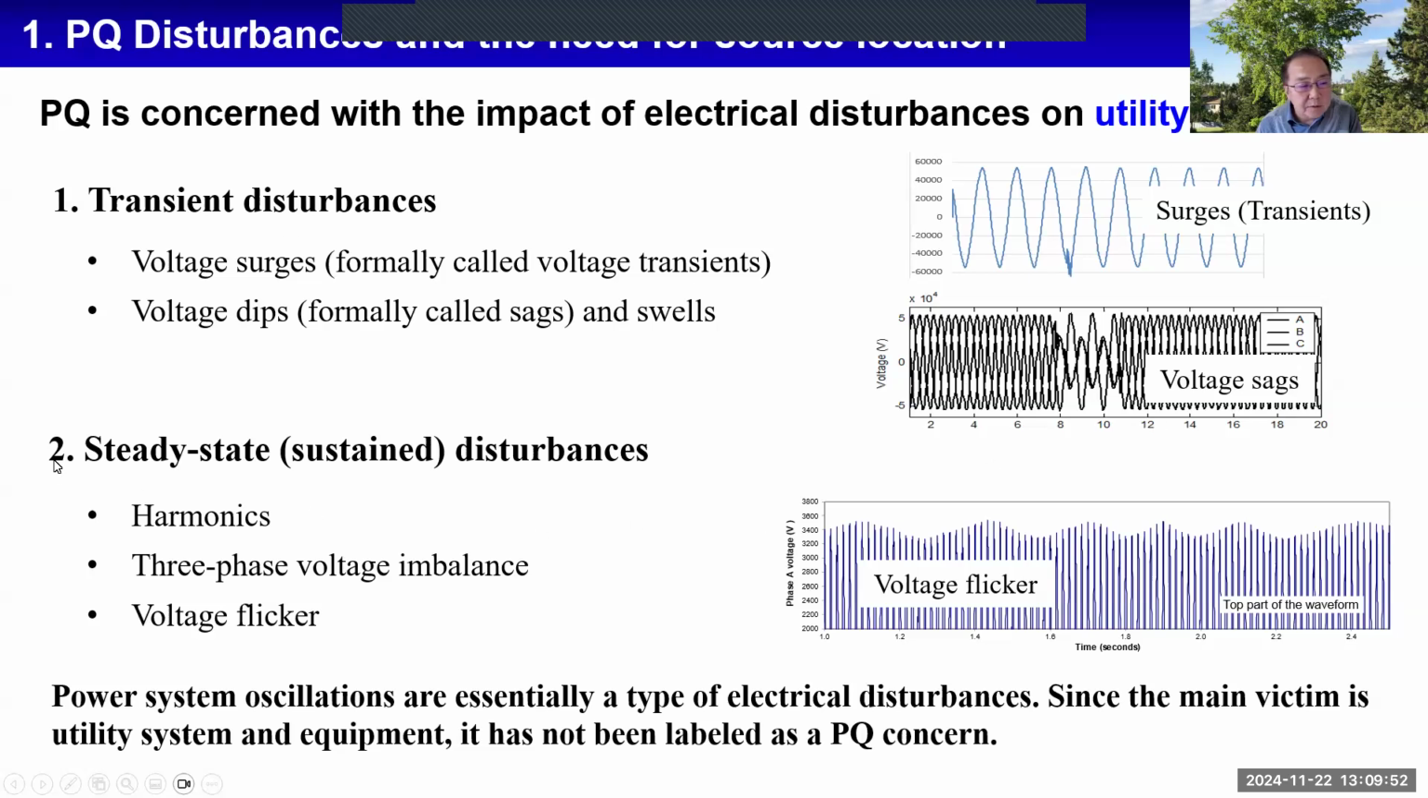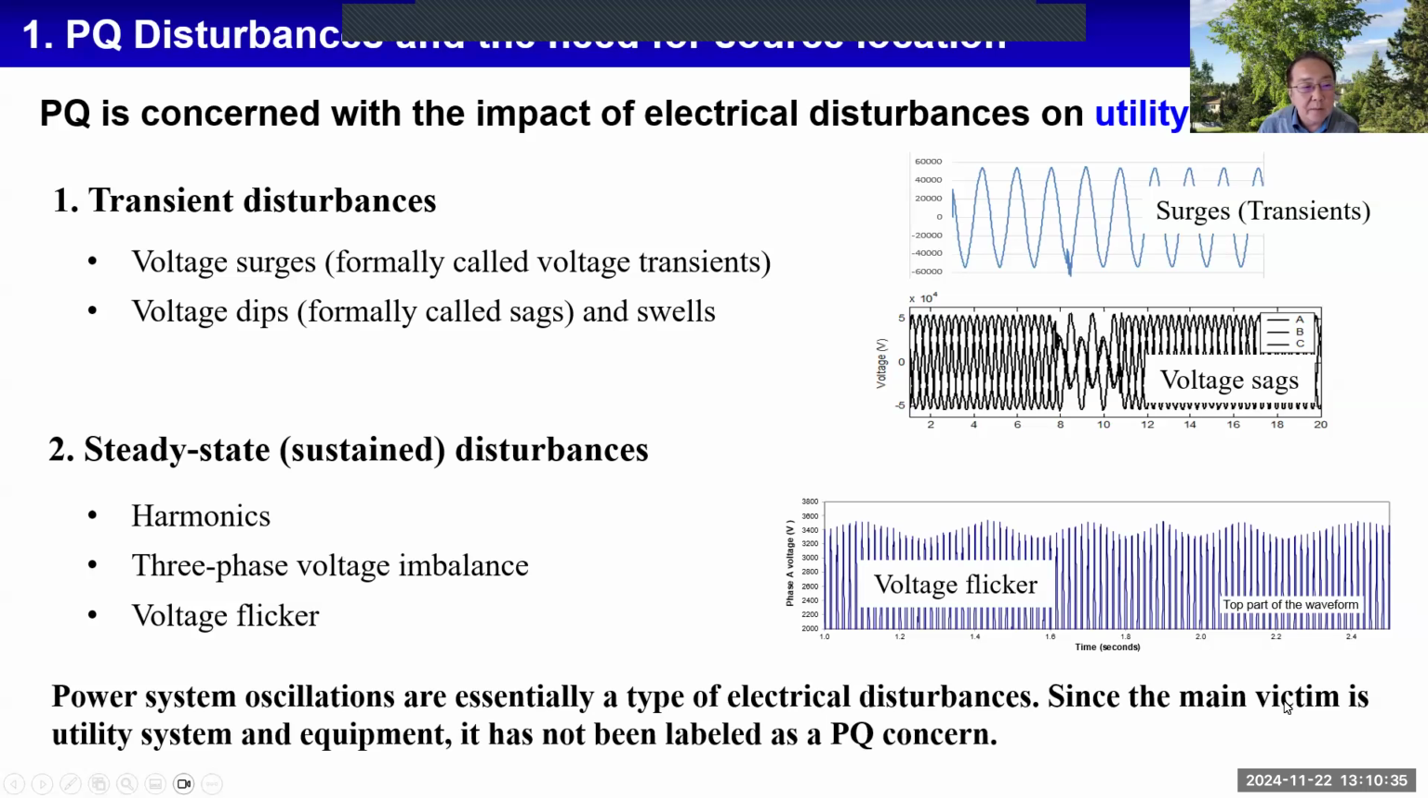There is another type of disturbances called steady state disturbances, which are sustained, like harmonics, voltage unbalance, and voltage flicker. This is the top part of the waveform of voltage flicker. Each spike is 1 cycle, so I have to condense them so you can see the flicker pattern. Personally, I think power system oscillations are essentially a type of electrical disturbance. Since the main victim is power systems, it has not been labeled as a PQ concern. That is an administrative distinction, not a scientific distinction.